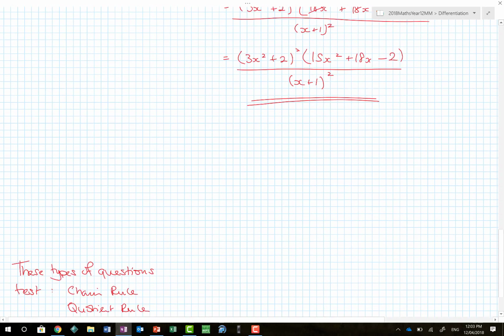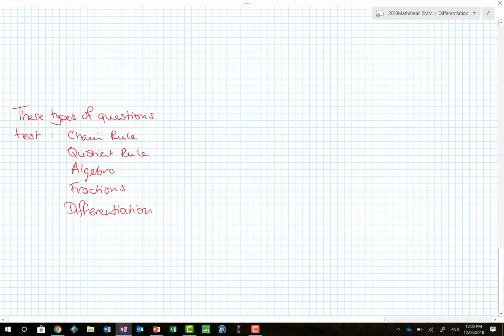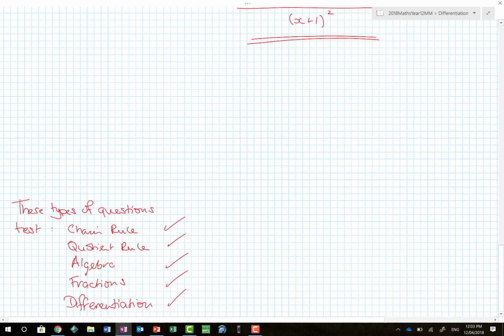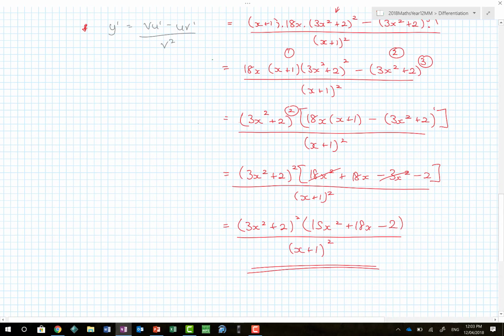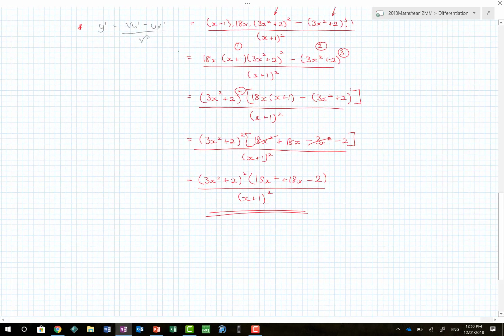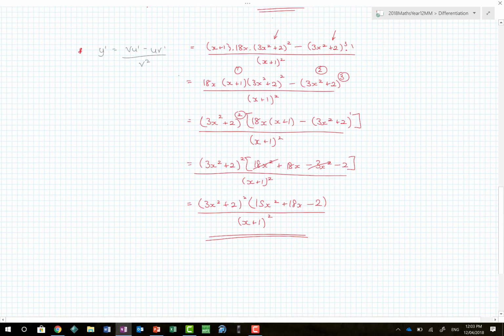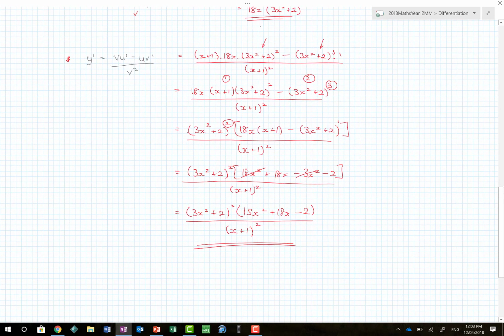Now, if you look at this, as I've said here, these types of questions test the chain rule, the quotient rule, algebra, fractions, differentiation. They are prime exam fodder. All right, really, really awesome questions. And if nothing else, if they don't even appear in the exam, they are great practice for you to make sure that you get your algebra and your fraction skills and your factorizing down pat.